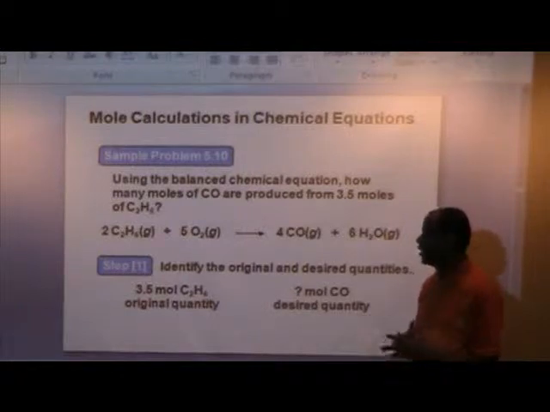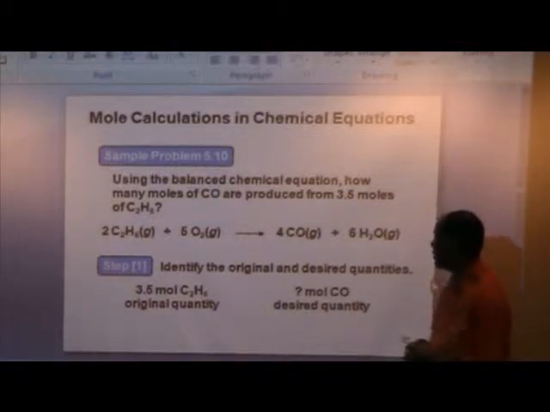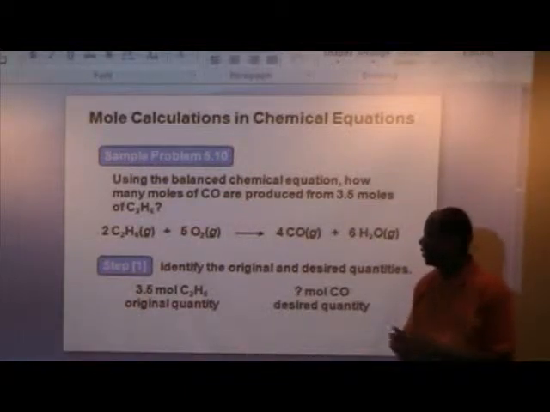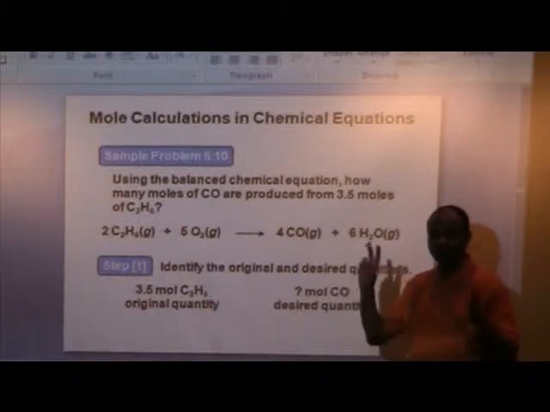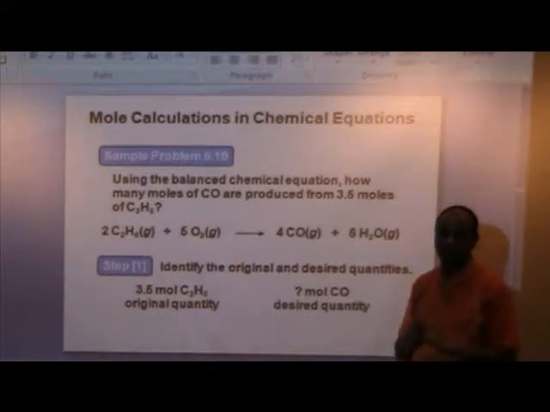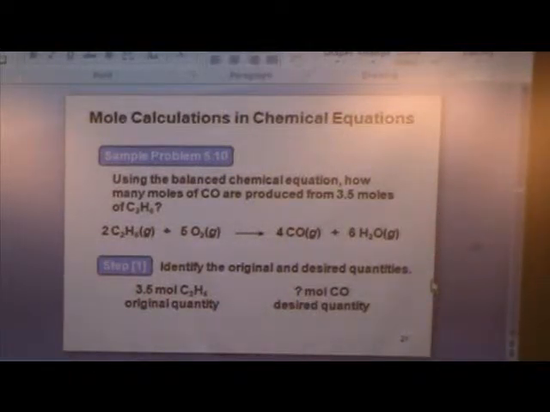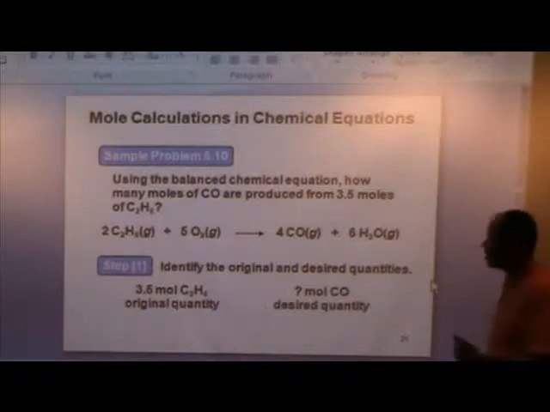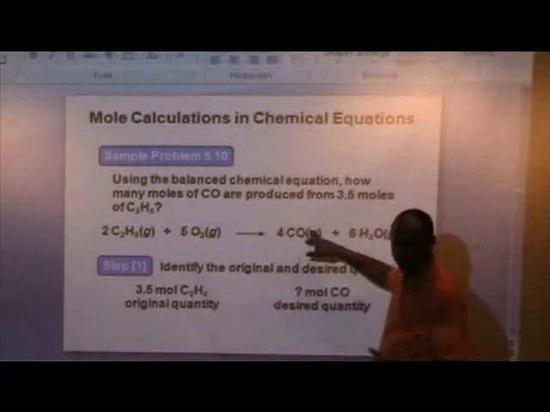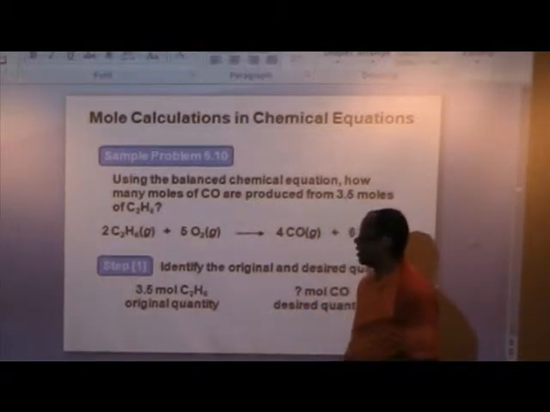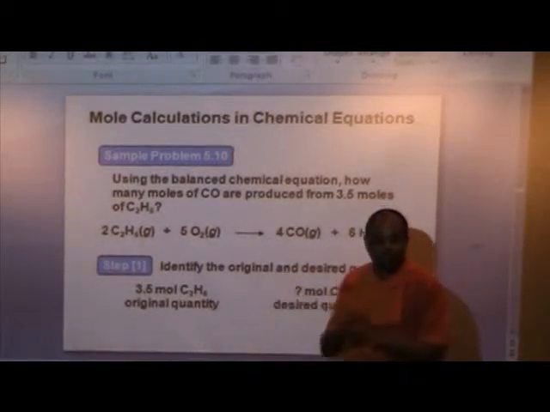If I have 2 moles of ethane, how many moles of carbon monoxide do I get? 4. So the ratio between ethane and carbon monoxide is what? 2 to 4. That's the purpose of balancing the chemical equation. So if 2 moles of ethane produces 4 moles of carbon monoxide, and I have 3.5 moles of ethane, how many moles of carbon monoxide are produced?